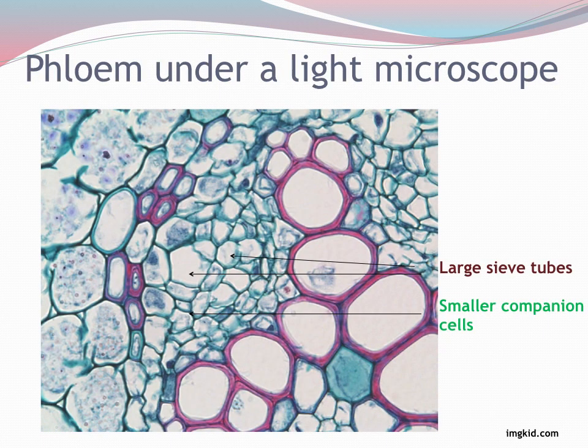Here's another diagram to show you phloem under a microscope. So notice the large sieve tubes and the smaller companion cells sitting next to them. And then you can see in the middle there, those lignified walls that have stained red are your xylem vessels.